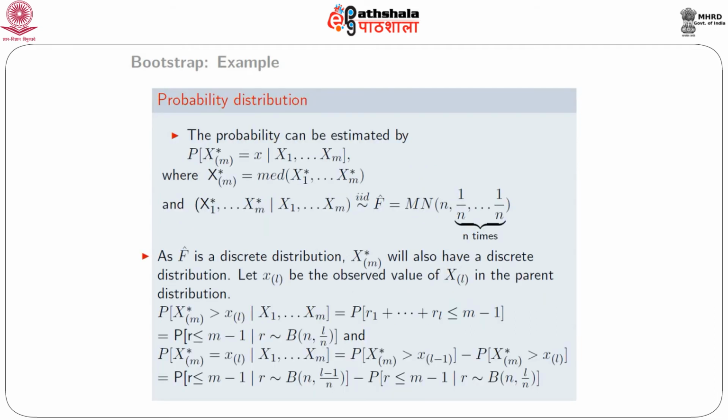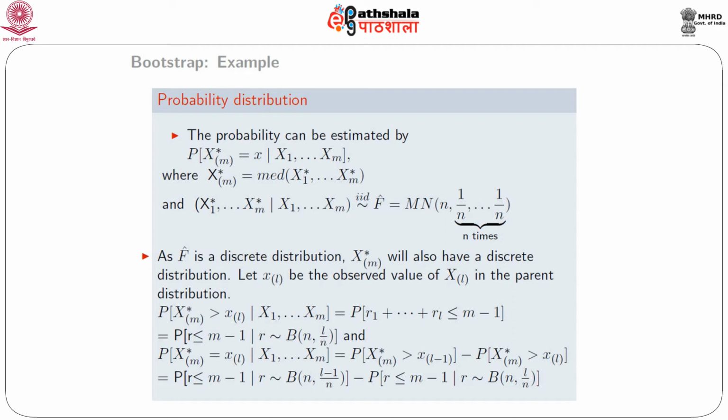Now, suppose we want to estimate the probability distribution of xm using bootstrap. This can be estimated by the probability of xm star, where star stands for the bootstrap, equal to x given x1 to xn, where xm star, as I said, is the median of x1 star, x2 star, ..., xn star, the bootstrap sample. And x1 star, ..., xn star given x1 to xn follows F hat, which is multinomial with parameters n and 1 by n, n times.